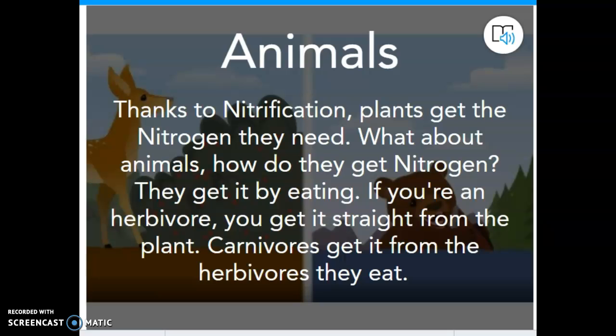Or I can eat something that eats plants. Look at this bear over here. He's munching on a fish. Let's just pretend that fish had been eating other plants as its main source of food. And so the bear is getting it that way. And again, it can move down the food chain that way. And so we're getting nitrogen through the way that we're able to eat things.